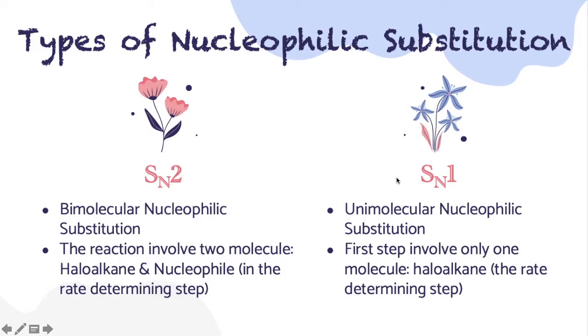For SN1, it's unimolecular nucleophilic substitution because the first step involves only one molecule, and the molecule is the haloalkane. There is no nucleophile in the first step of the SN1 mechanism. Only the haloalkane, only one. So that's why the name is unimolecular nucleophilic substitution.